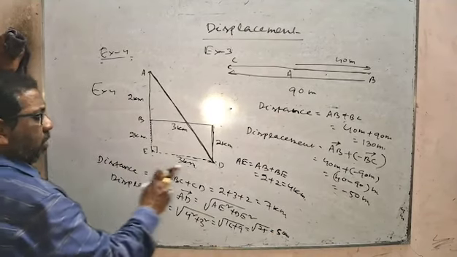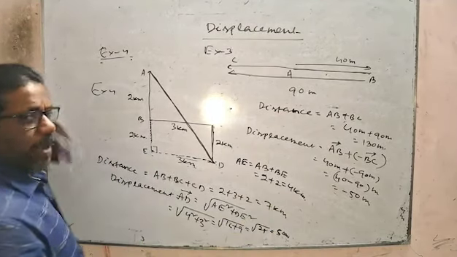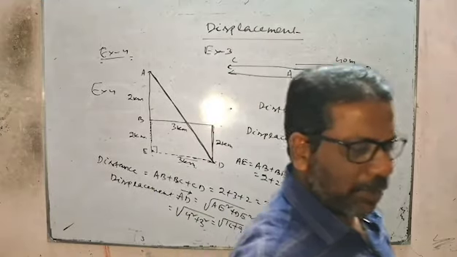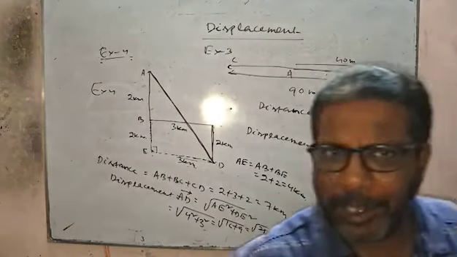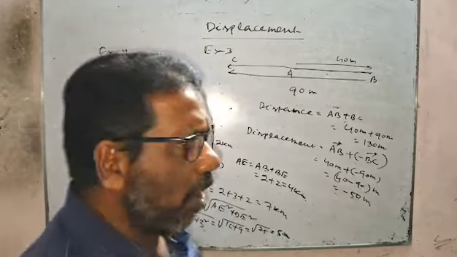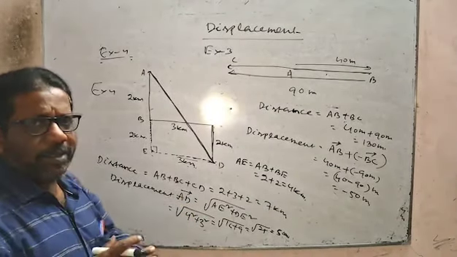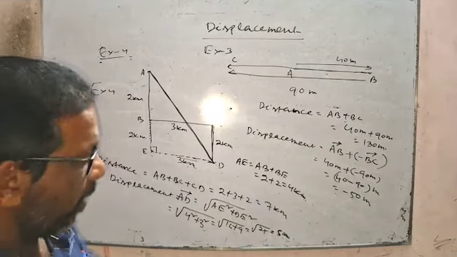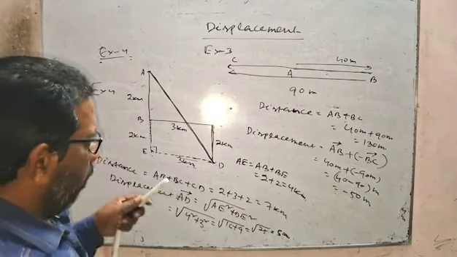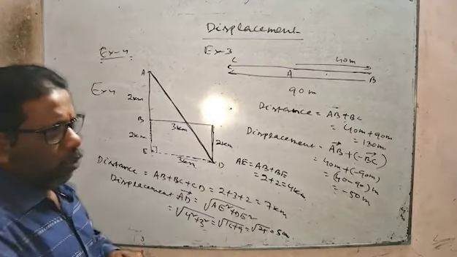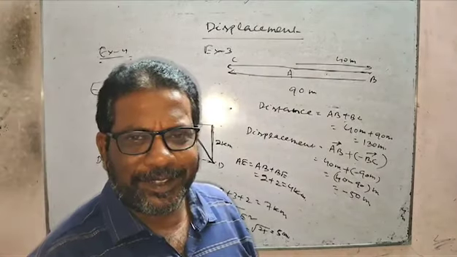Distance covered by the body is 7 km. Displacement is 5 km. Now I think you can well understand what is distance and what is displacement. In the next lecture we will discuss about speed.